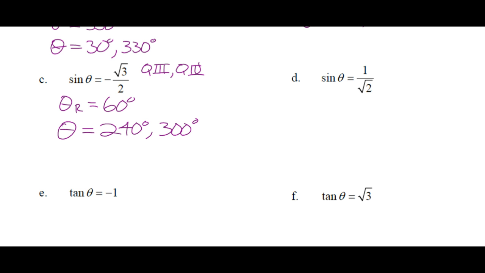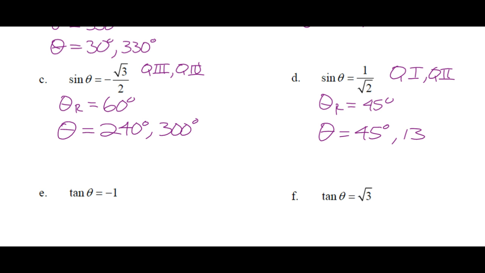Okay, sine theta is 1 over root 2. Where are we? Quadrant 1 and quadrant 2, right? Sine is positive, Q1, Q2. 1 over root 2. 45 degrees, right? It's like, who did 1 over root 2, right? It should be root 2 over 2. That's fine, we can work both ways. So my reference angle is 45 degrees. What's my angles? Quadrant 1 angle is 45. Quadrant 2 angle is 180 minus 45, or 135.